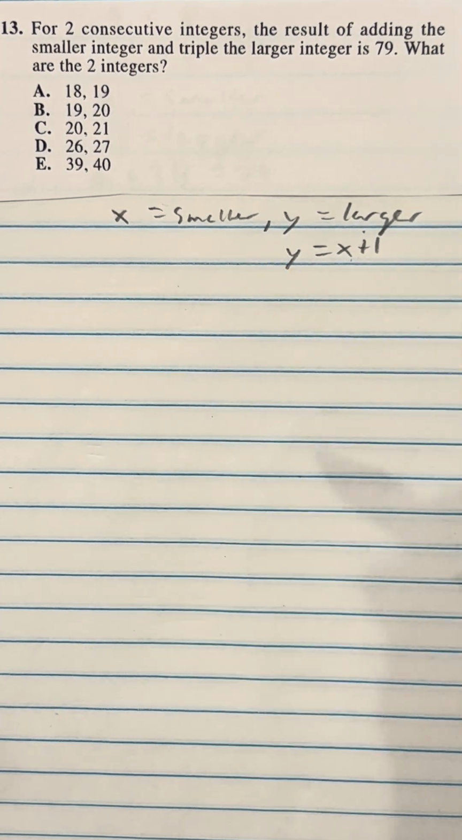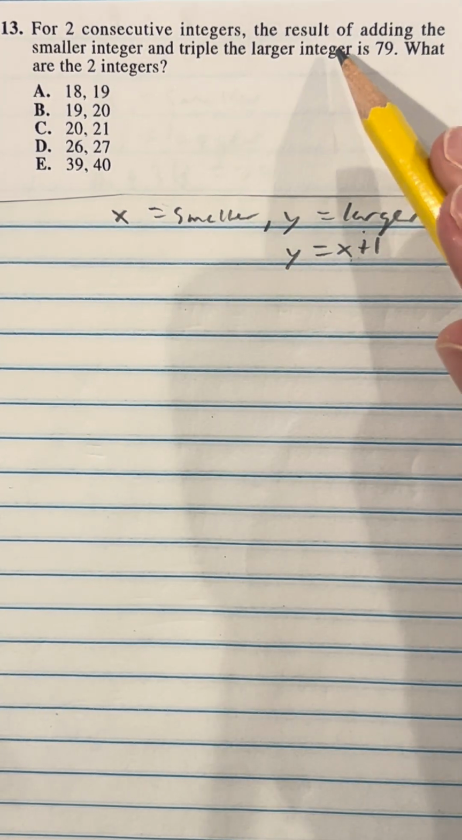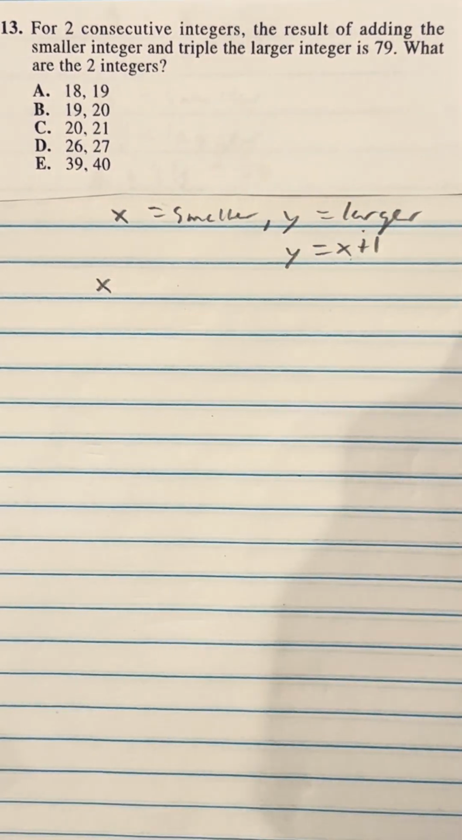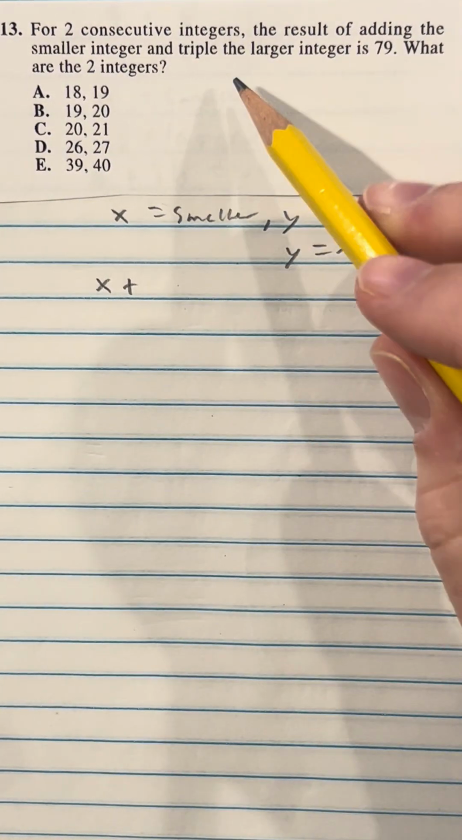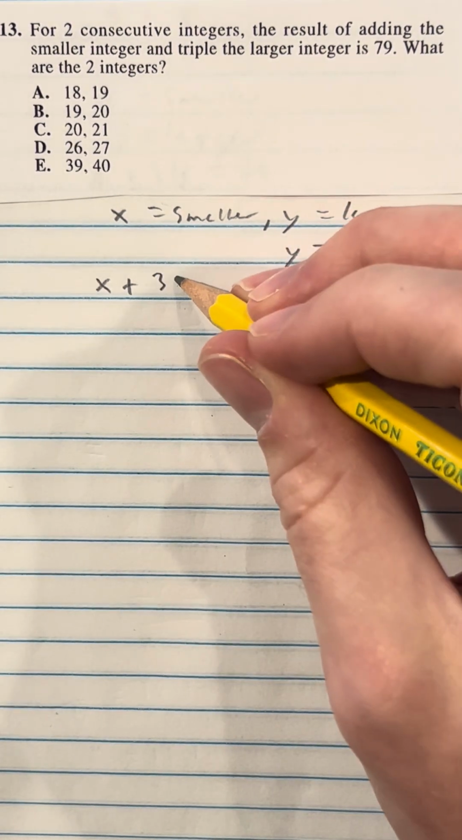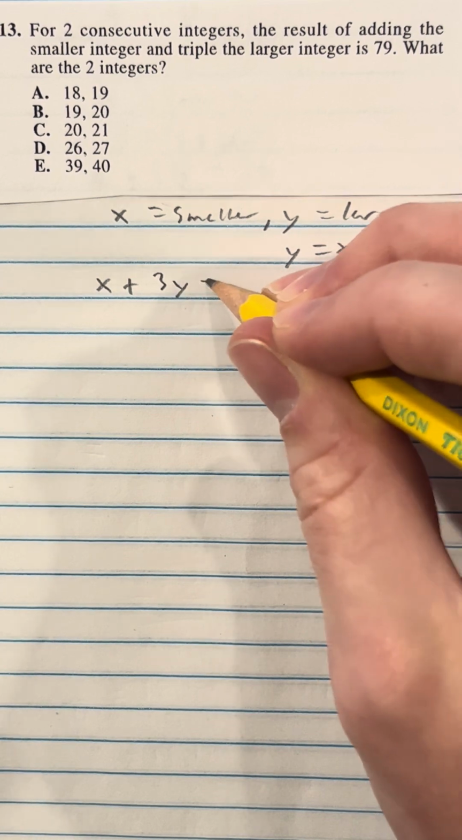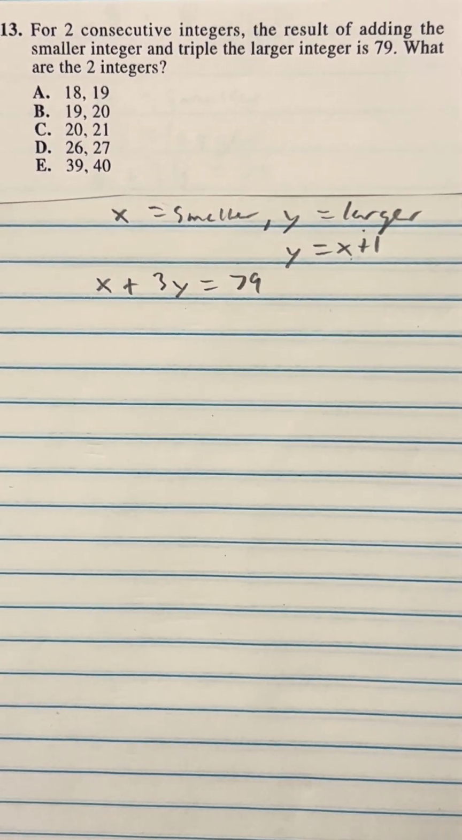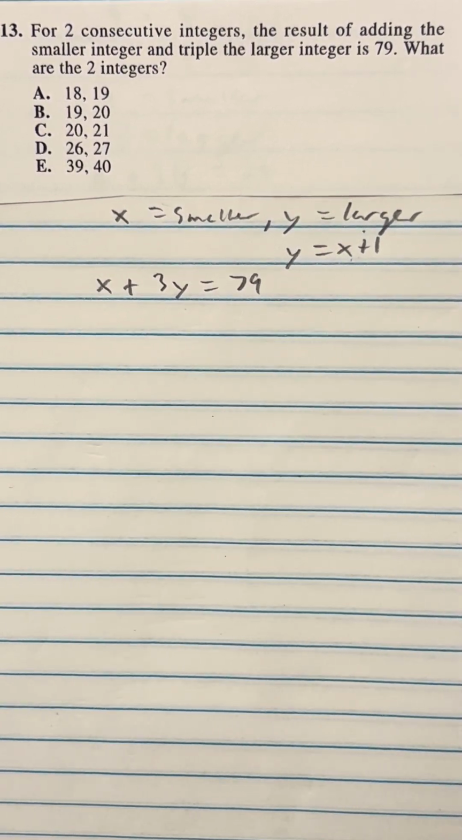So we can use that to set up an equation. The result of adding the smaller integer, so we know it's a sum, so our x is the smaller, and we're adding something to it, and triple the larger, so 3 times the larger, which is y, and that is 79. Remember, is going to be our equal sign. So our equation is x plus 3y equals 79.